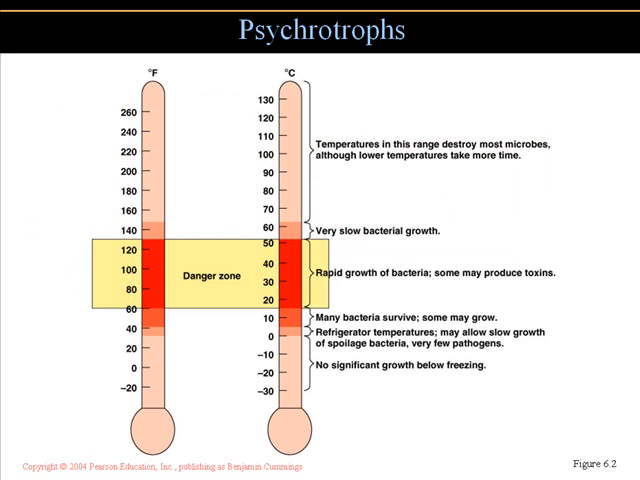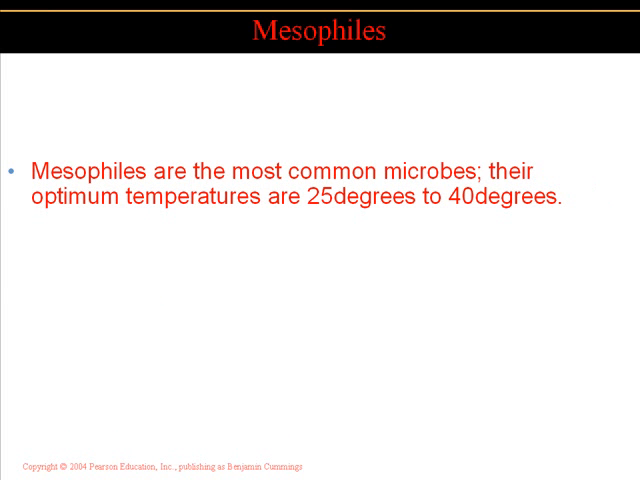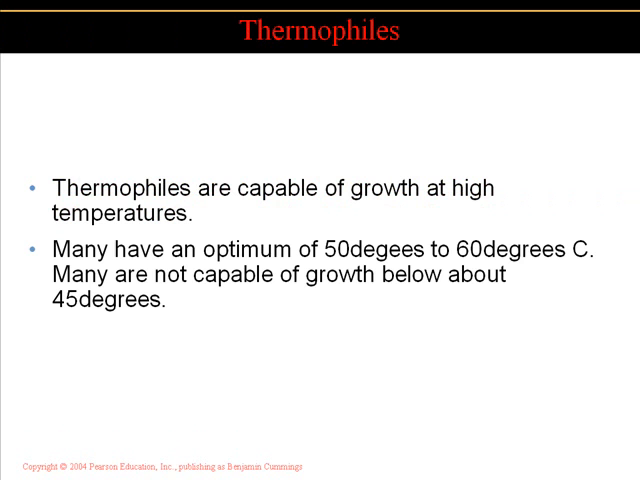The illustration in your book just demonstrates the rapid growth of bacteria, and some of the organisms also produce a toxin that again can survive at some extreme temperature ranges. Mesophiles basically are the most common of the microbes. They have an optimum temperature of 25 degrees to 40 degrees, and obviously that's very consistent with our immediate environment. So again, these are the most common microbes that you're going to see in the environment.